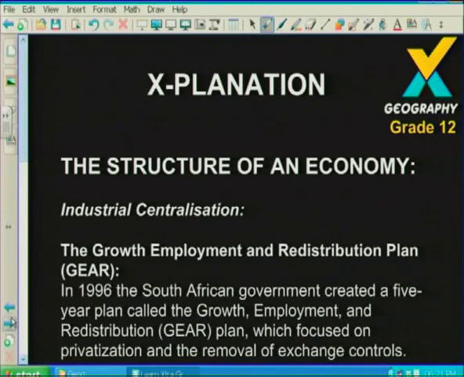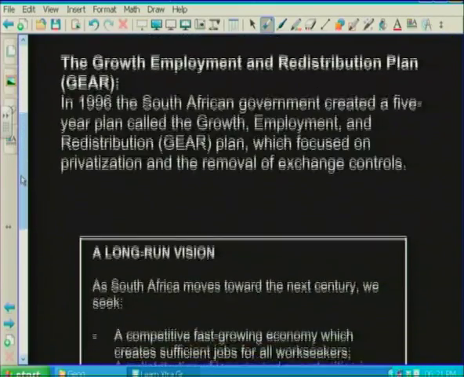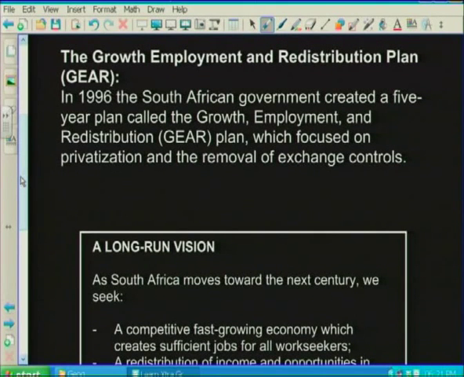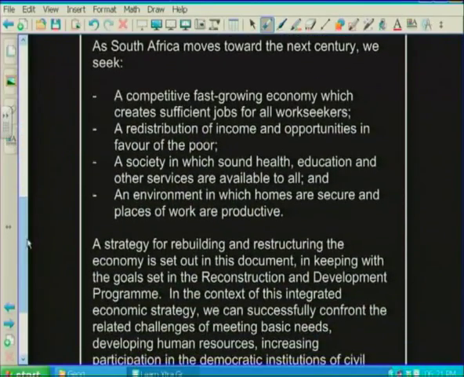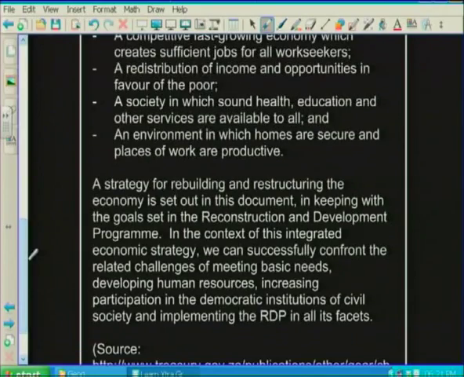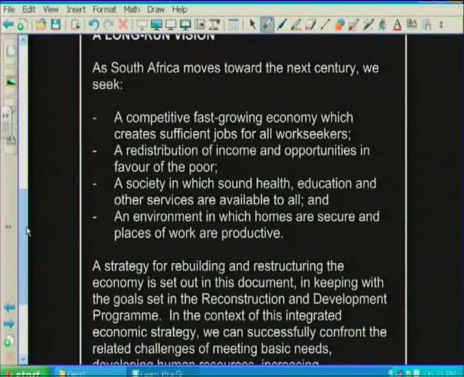All right, if we have a look at the last economic policy, what is called GEAR, the Growth, Employment and Redistribution Plan. This was put together in 1996 by the new democratic government of South Africa. And what this plan wanted to look at is how we can privatize and also remove exchange controls in businesses or in small, medium, micro enterprises, what we call SMMEs, which were also born from that sort of influence. It's a long-run vision, and I've taken an excerpt here. You can read this in your notes. This is basically the introduction paragraph to that policy or program.